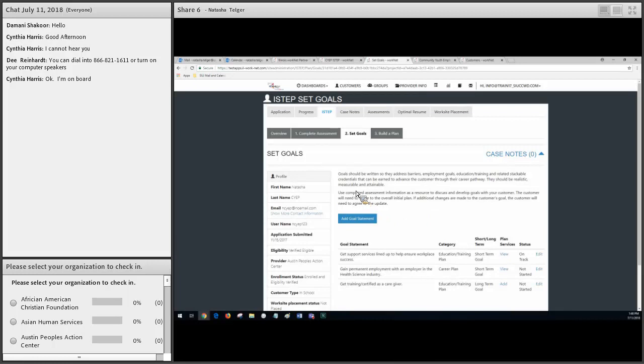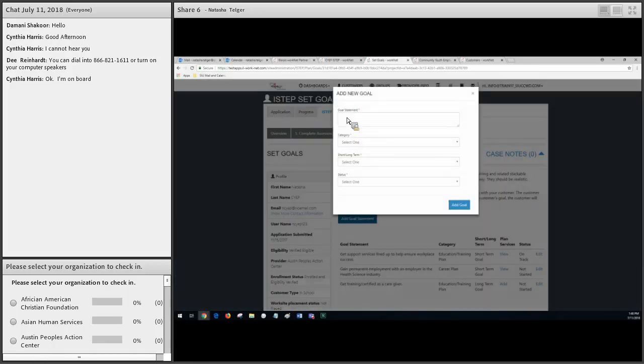So we have here, goals should be written so they address barriers, employment goals, education and training, and so forth. They should be realistic, measurable, attainable. So what you do is you just click the button to add a goal. We have these set up so you would just have short statements, kind of like a tweet, 144 characters, to write the goal statement. And then you can categorize it under support services, career planning, education training, independent living. And for the requirement for those who have an individualized case plan, they have to, at a minimum, have at least one short-term goal.